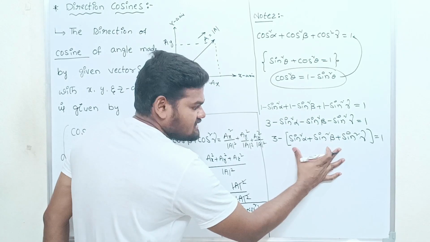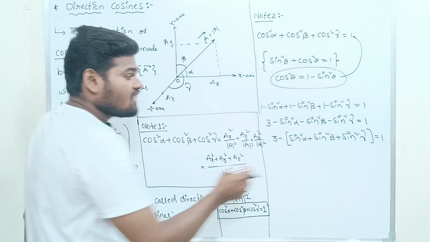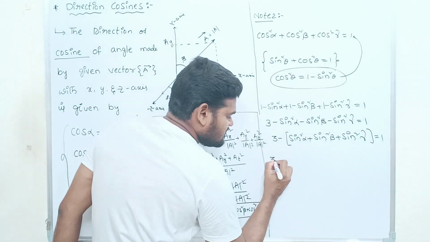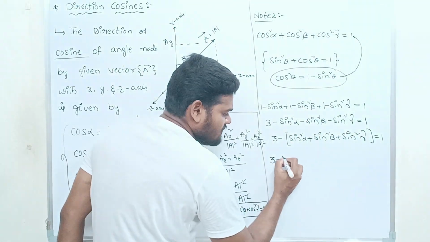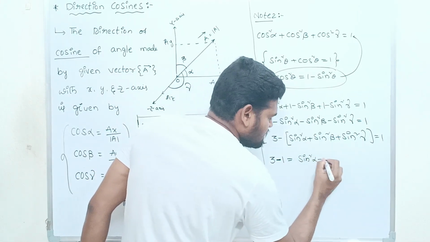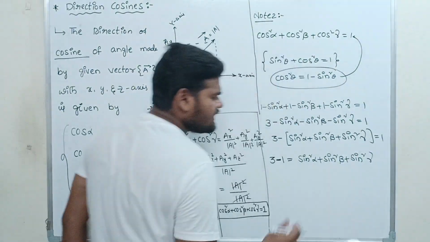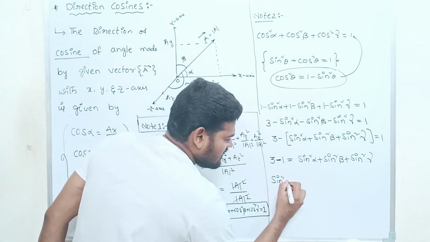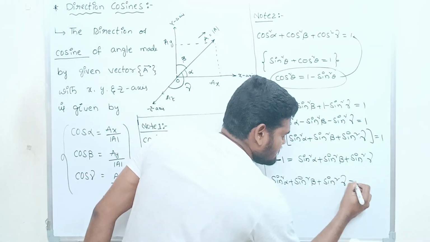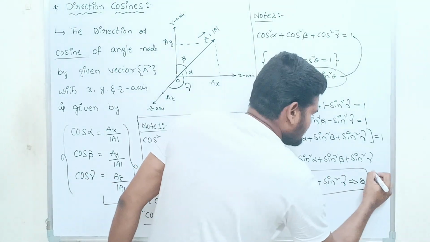So send this minus of sin square alpha plus sin square beta plus sin square gamma to that side, it becomes plus, and bring this 1 to this side, it becomes minus 1. So 3 minus 1 is equal to sin square alpha plus sin square beta plus sin square gamma. So finally we got sin square alpha plus sin square beta plus sin square gamma is equal to how much? 3 minus 1, 2. So this is also one of the important formulas.